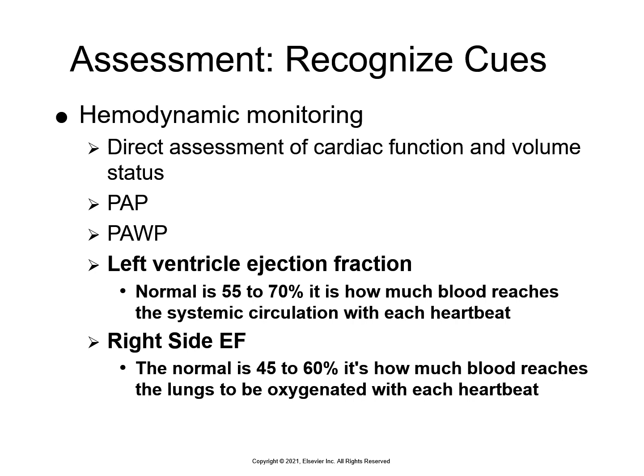So what I'm asking you to know is what the left ventricular ejection fraction is. These are the values that I want you to know. The normal is 55 to 70%. That is how much blood reaches the systemic circulation with each heartbeat. Right-sided EF normal is between 45 and 60%, and it's how much blood reaches the lungs to be oxygenated with each heartbeat. Okay? Important stuff.